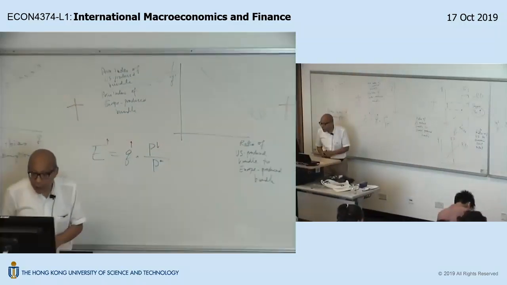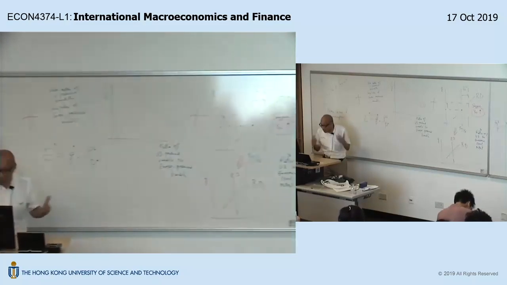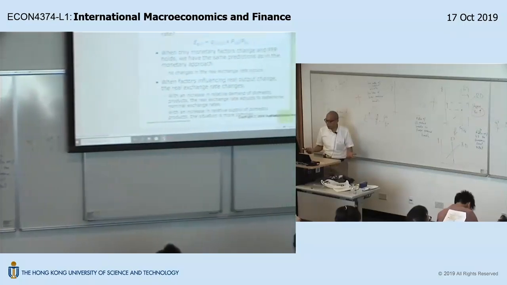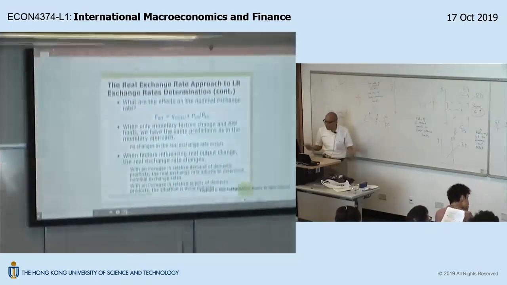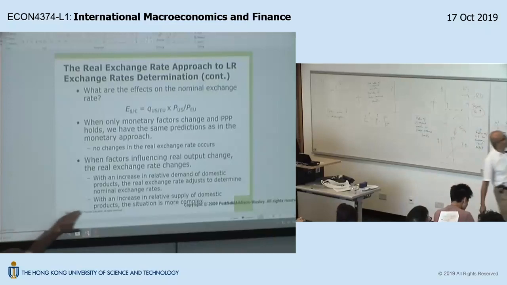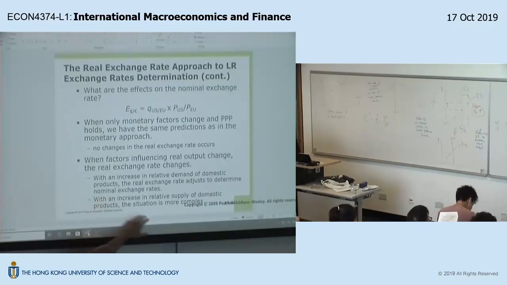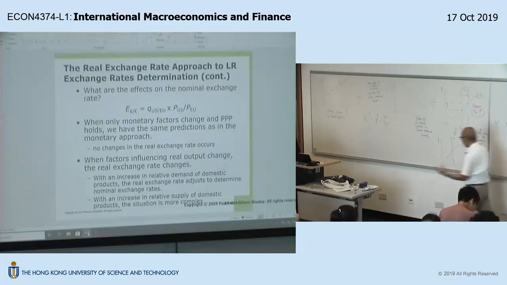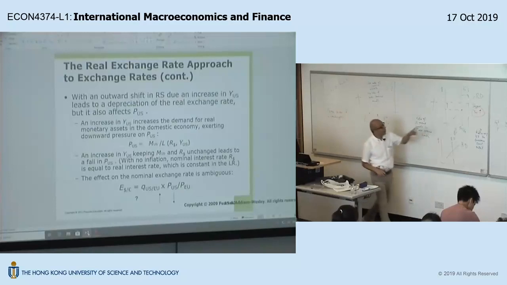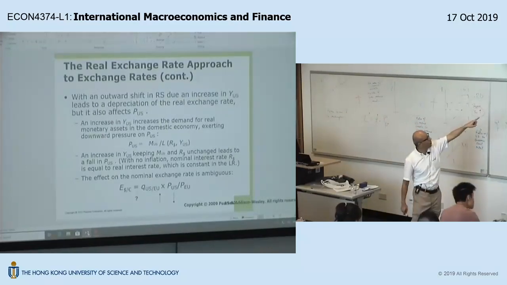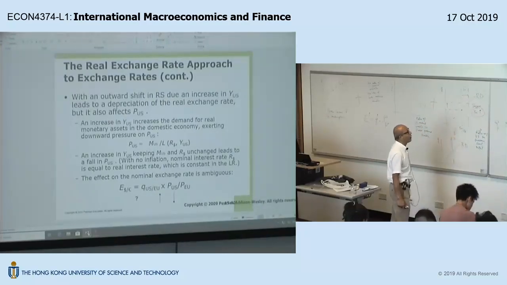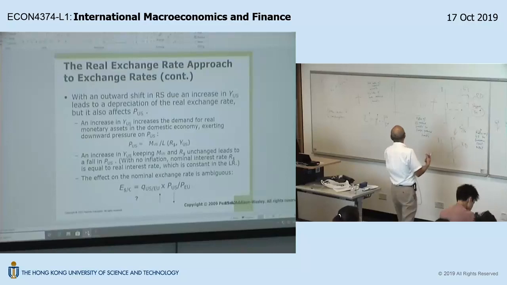So in this slide, we say when only monetary factors change, PPP holds, and we have the same prediction as in the monetary approach, right? No change. When factors influencing real output change, the real exchange rate changes, right? With an increase in relative demand, we get real exchange rate adjustment, but with an increase in relative supply, the situation is more complex. So what we shift in our S curve, due to an increase in Y US, leads to a depreciation in real terms in the long run, but also affects P US.